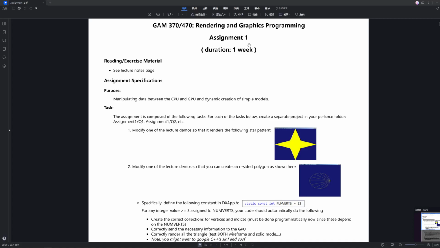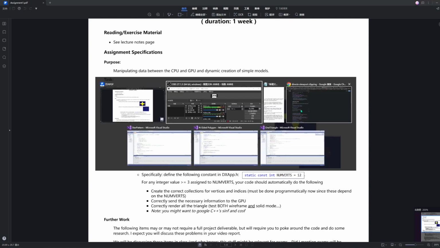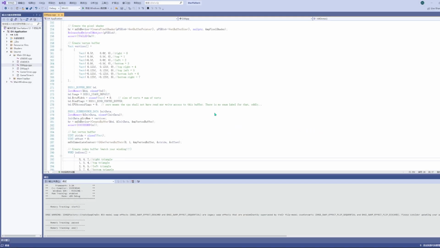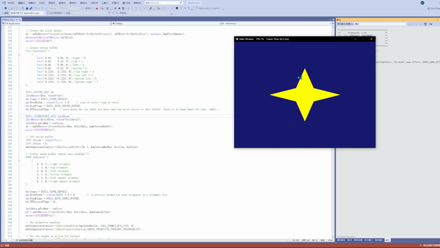Okay, for assignment 1, star pattern, let's see. Yeah, this one is pretty straightforward. We have 8 vertices, as we can tell. I label all the position of those vertices. The bytewise size has to be 8.